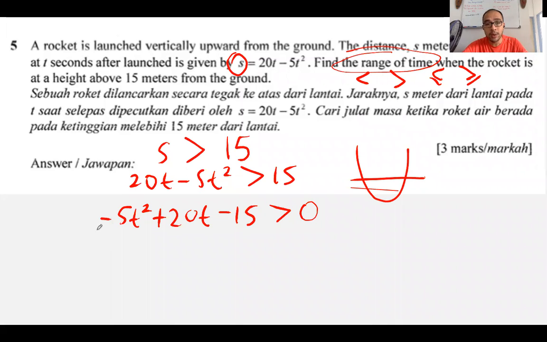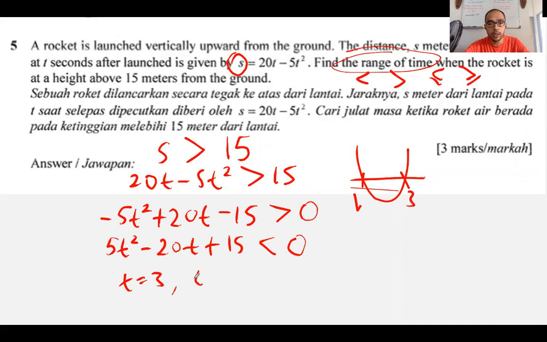So since our number is negative, we have to do one extra step. Change the sign and change the direction. You must change the sign and change the direction. So it will be 5t squared minus 20t plus 15 less than 0. So that we can do this. Okay? This is the compulsory condition. Then after this it is very simple. You get the 2t's. Let me see, 5, negative 20, and 15. So you get t equals 3, t equals 1. So here is 1, here is 3.